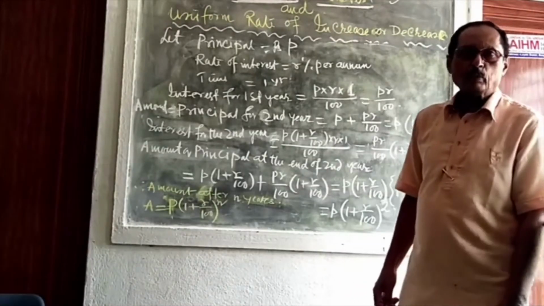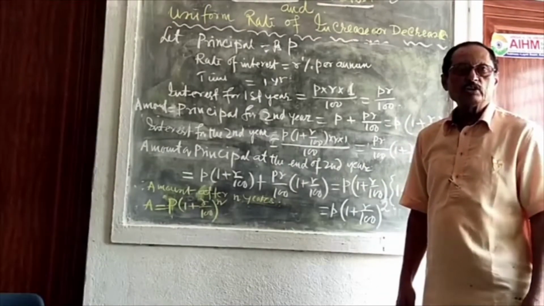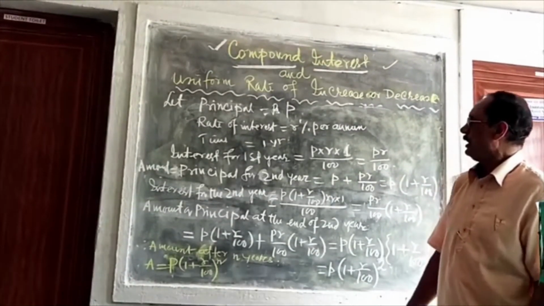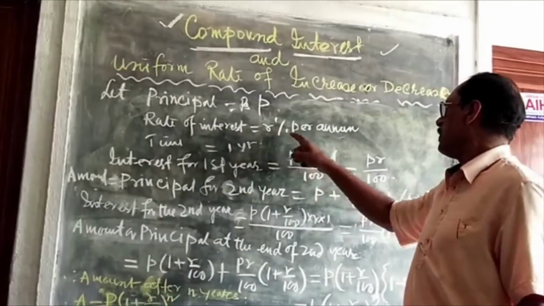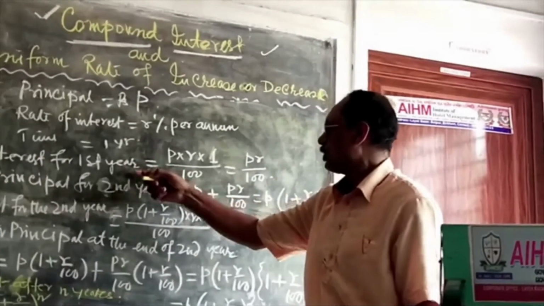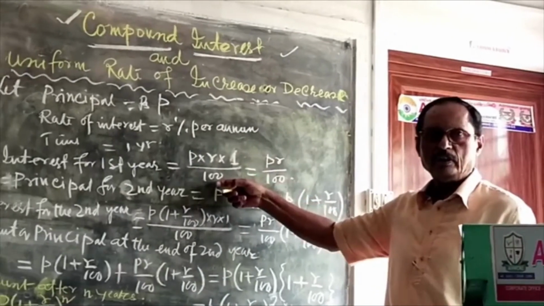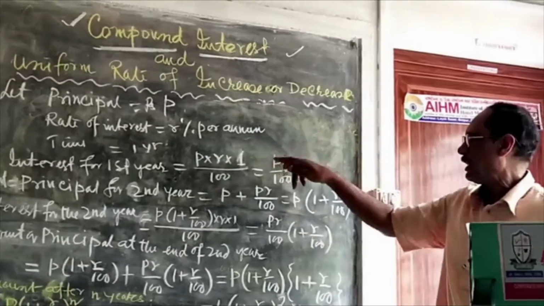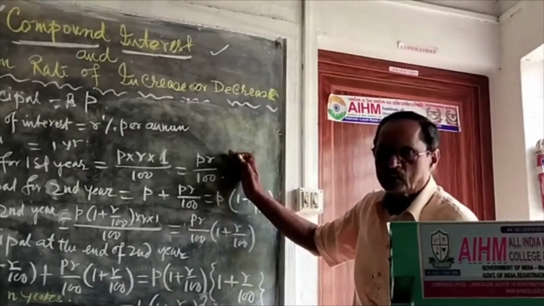Now we'll see how to find the empirical formula for compound interest. Let the principal be P, rate of interest is R% per annum, and time is 1 year. So interest for the first year will be calculated by the formula P into R into T by 100. In this case it is P into R into 1 by 100, that is PR by 100. This is the interest incurred for the first year.